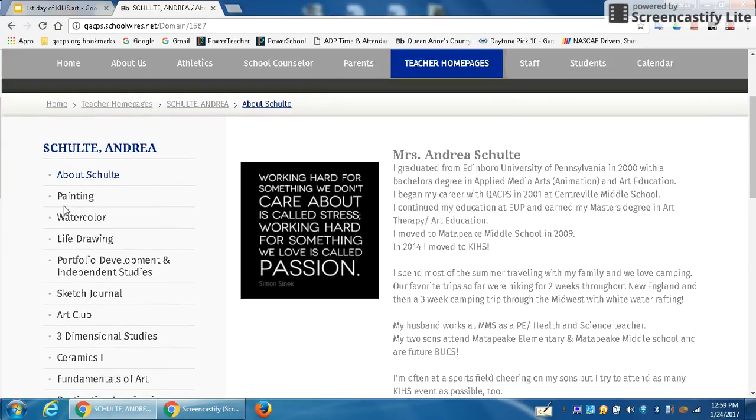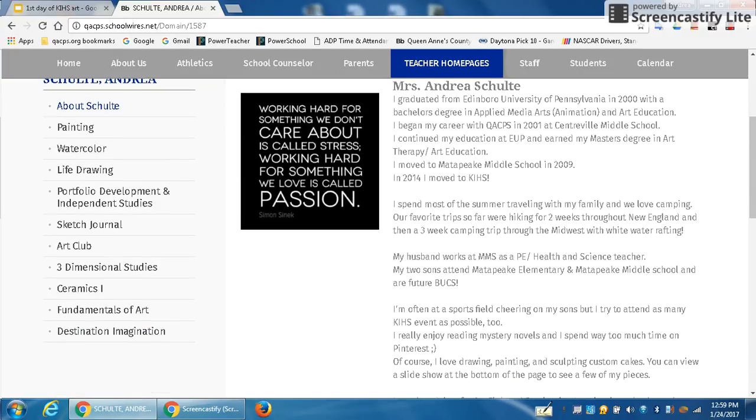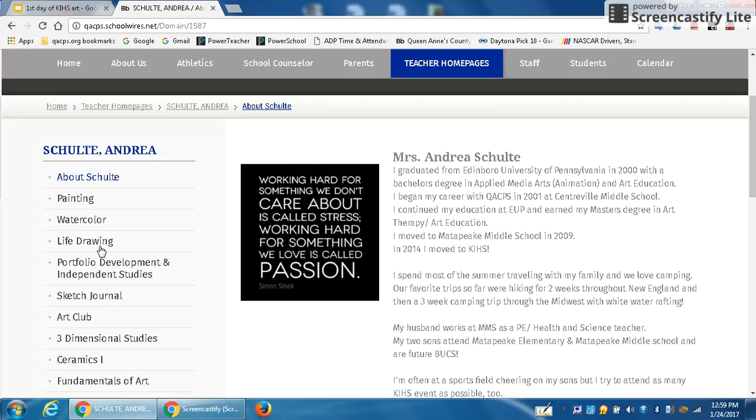And then over here on the left-hand side shows the courses I'll be teaching this semester, the sketch journal, which is a major homework component of the semester, information about art club, and some of the other courses I offer in other semesters. So we're going to go to painting for first period right here.